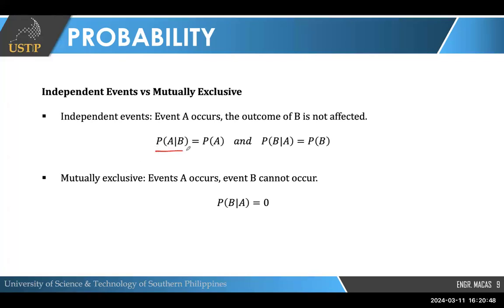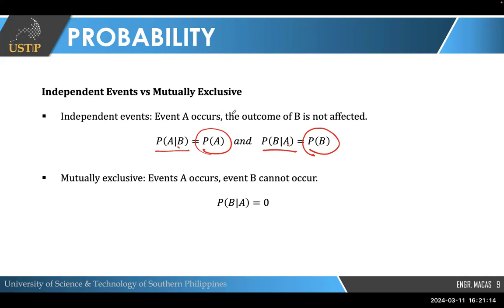So, kung P, probability of A given B, niya independent siya, that is just probability of A. Or P of B given A, that's just probability of B. Okay, dili siya affected by the other events. Okay? Example ani class is, when you want to flip a coin twice. Okay?